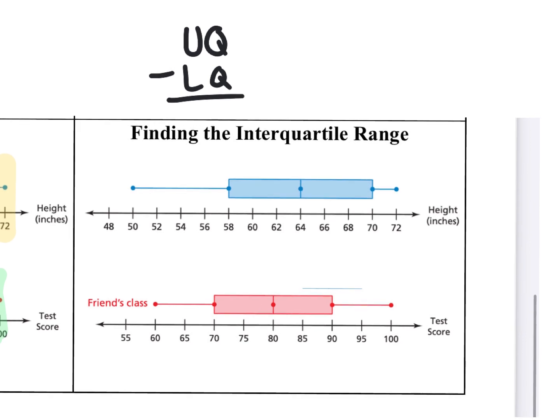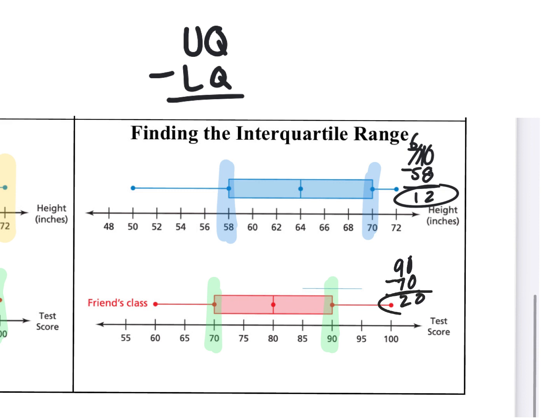For interquartile range, you are going to take your upper quartile and your lower quartile, so your first and last line on your box, and you're going to subtract those. So same thing. You're going to do 70 minus 58, which will give you 12, because you want to borrow. So our interquartile range is 12. For this last one, you're going to take 70, which is our lower quartile, and 90, which is our upper quartile. So we have 90 minus 70, which gives you 20.